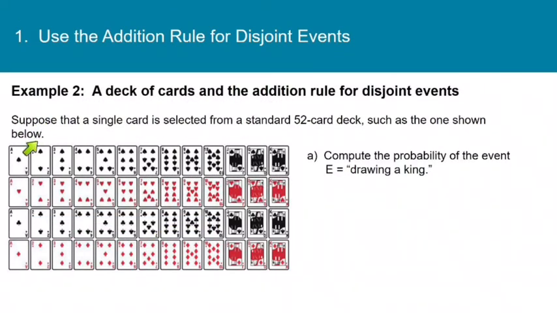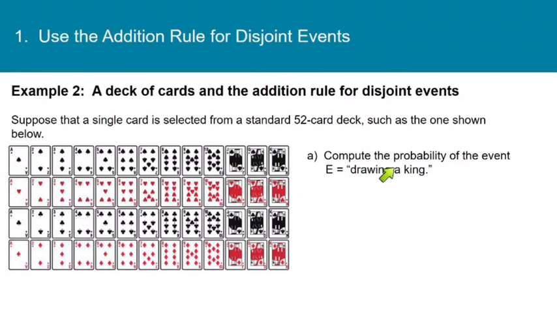This is example 2. It says, suppose that a single card is selected from a standard 52 card deck, such as the one shown. Now a lot of people are familiar with how card decks are arranged, but a lot of people are not. So let me just tell you that in a deck of cards there are 4 suits: spades, hearts, clubs, and diamonds. So the spades and the clubs are both black. The hearts and the diamonds are both red. Every suit contains ace, 2, 3, 4, 5, 6, 7, 8, 9, 10, jack, queen, king. So every suit contains 13 different cards.